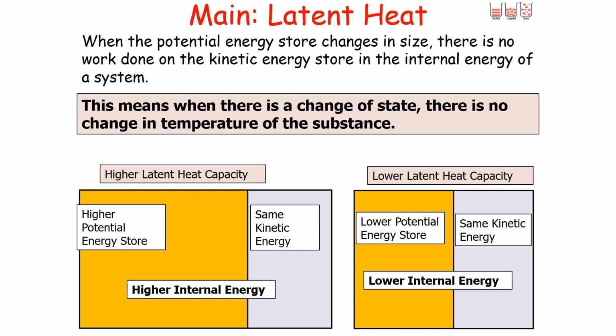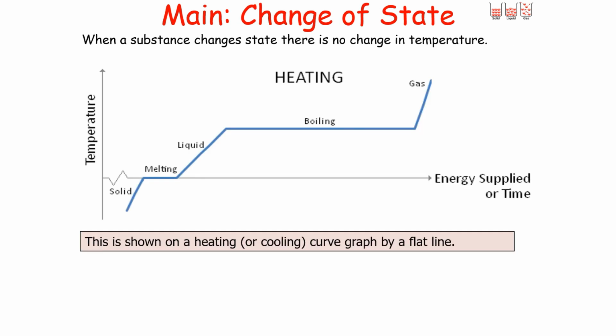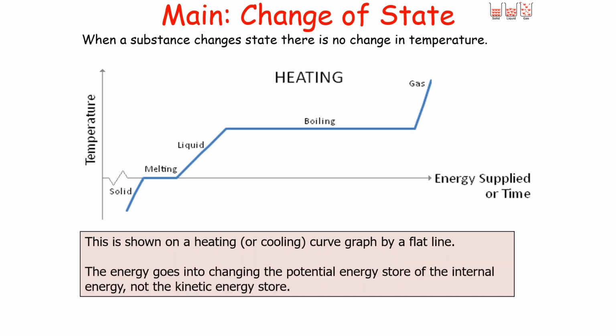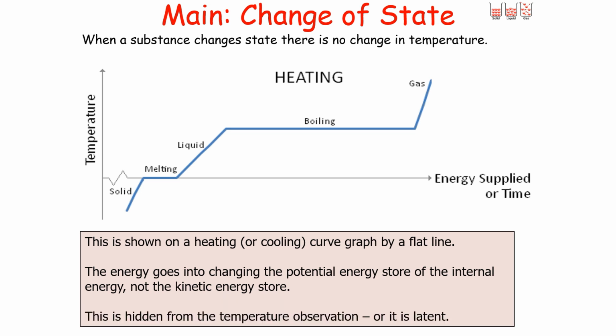This idea can be illustrated on a heating curve. When a substance changes state, there's no change in temperature, which we can indicate on a heating or cooling curve by a flat line. What happens is the energy goes into changing the potential energy store of the internal energy and not the kinetic energy store. So this tells us that this change in energy is hidden from the temperature observation, or it is latent, as latent is another word meaning hidden.